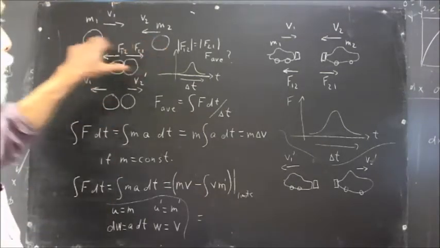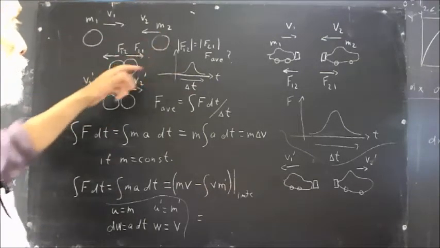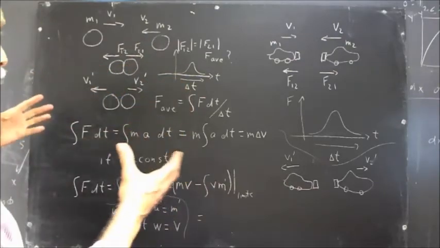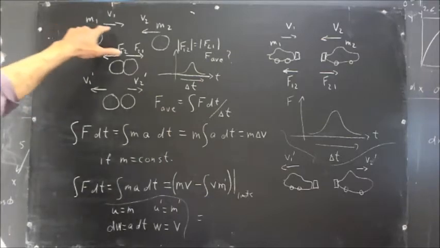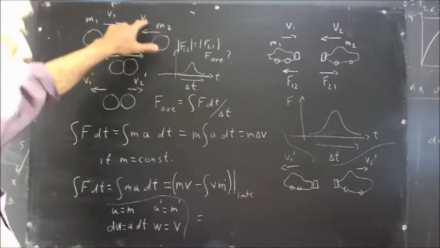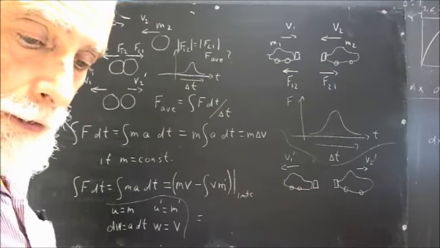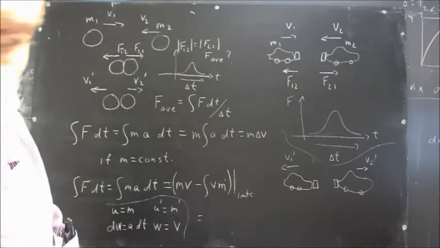Here we're depicting two masses, M1 and M2. Maybe they're balls, maybe they're something else. They're approaching each other. Velocity of M1 is V1, velocity of M2 is V2, and those velocities are vectors.